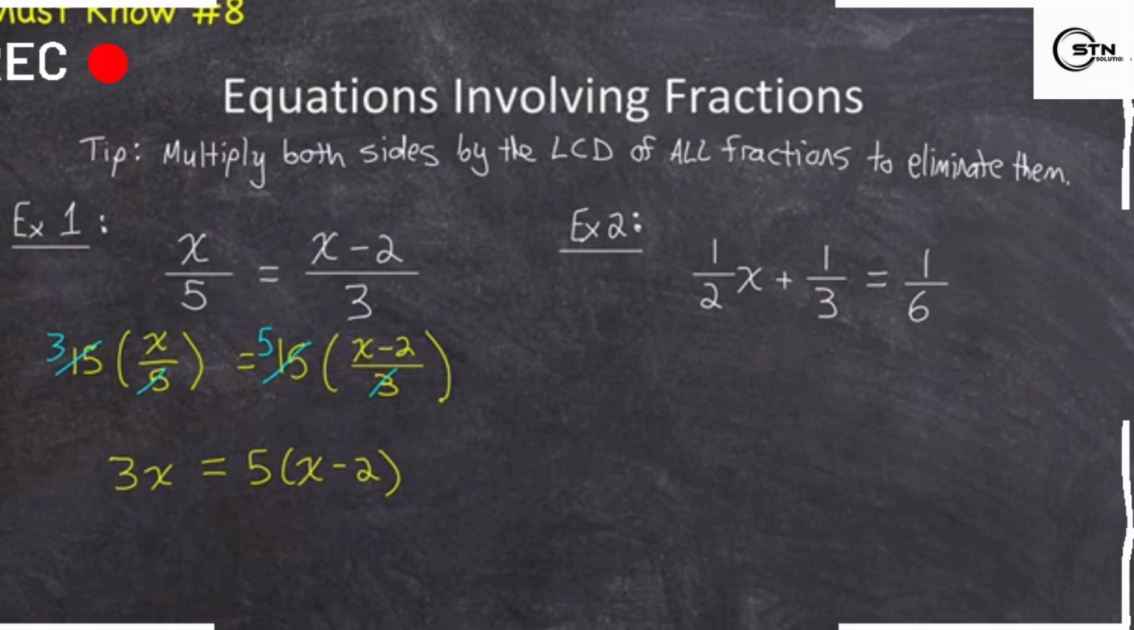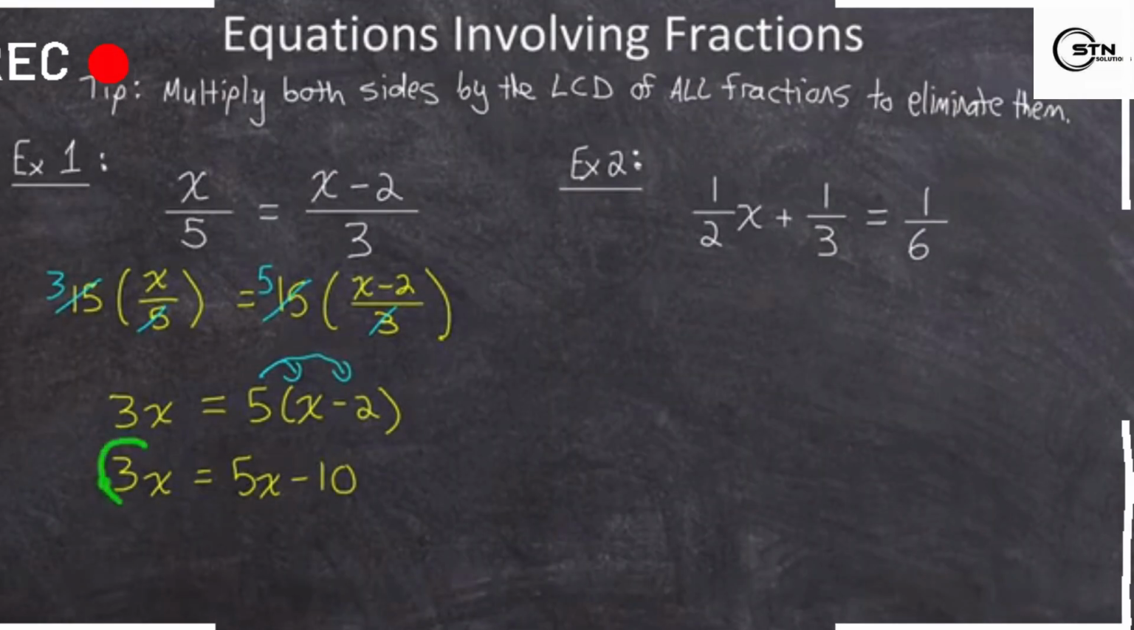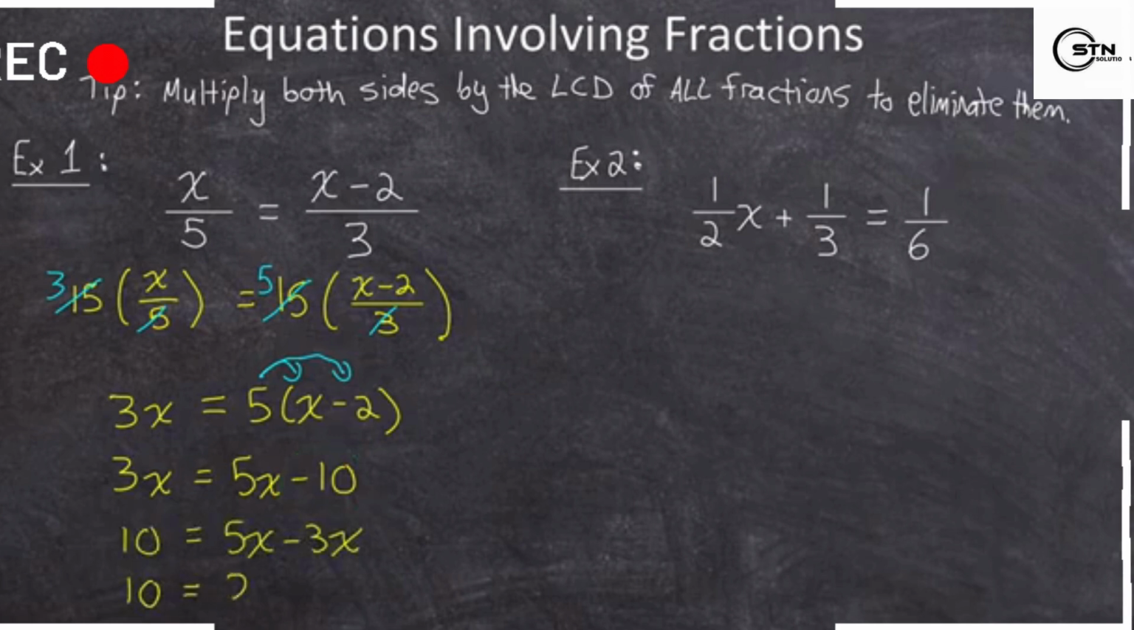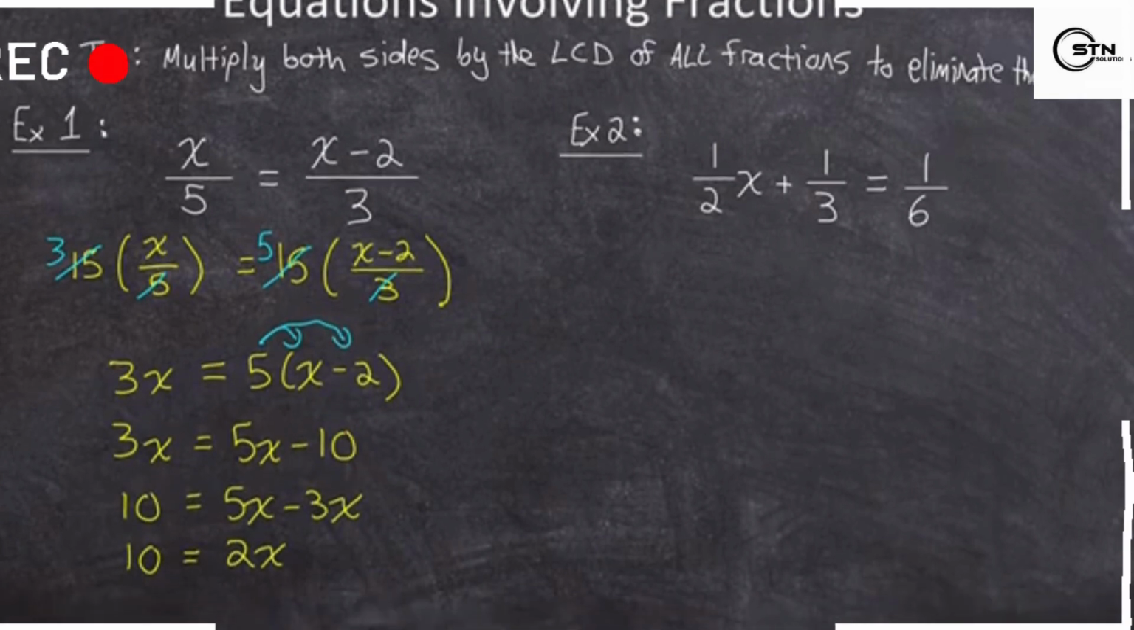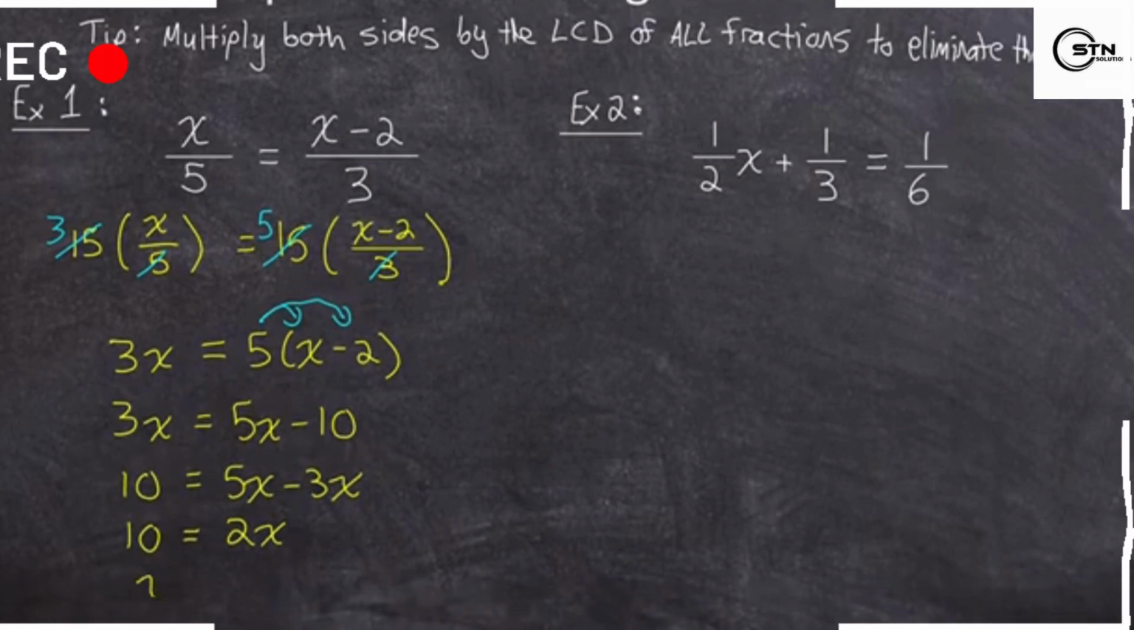So I would use the distributive property to expand the right side of the equation, which would give me 5x minus 10. And then I would continue solving by getting the variable terms to the right side of the equation and the constant term to the left side of the equation. So I have 10 is equal to 2x, which means if I divide the 2 to the other side, I would find out that x is equal to 5.